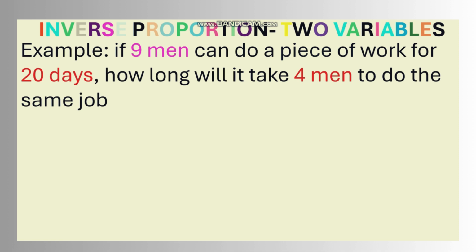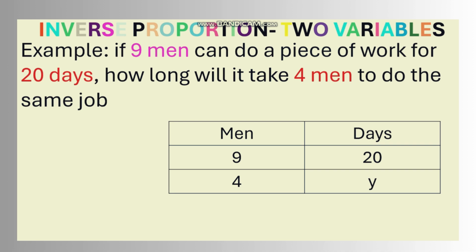Now we have two variables here. We have the men and we have days. So you can have two variables and call them men and days. For the first sentence, we have 9 men for 20 days. On the first row, 9 and 20. The second one says 4 men, but we don't know the number of days it will take them to do the job. Now, remember, I told you that we are using the arrow method, and first of all, your arrow is going to point at the unknown, which is the letter.